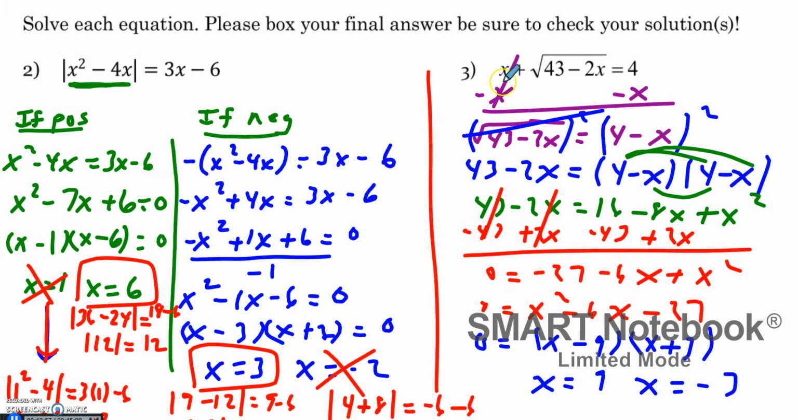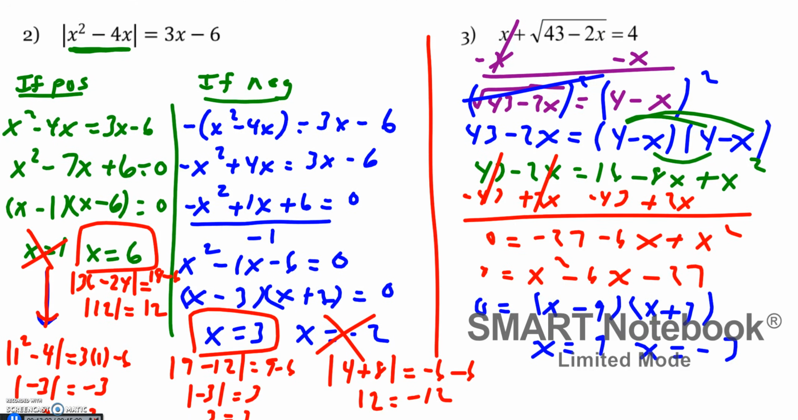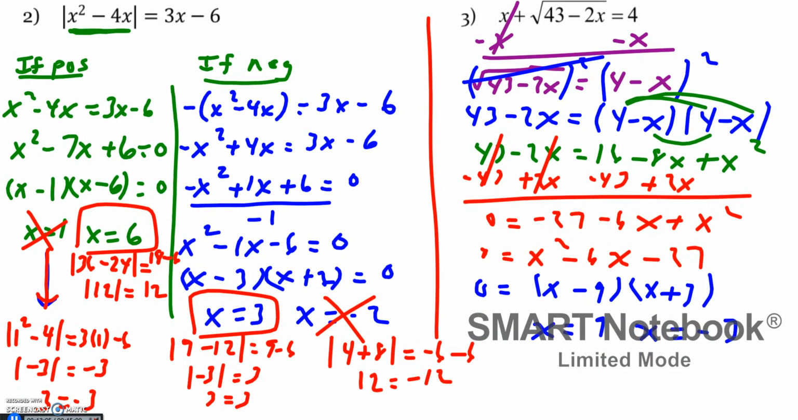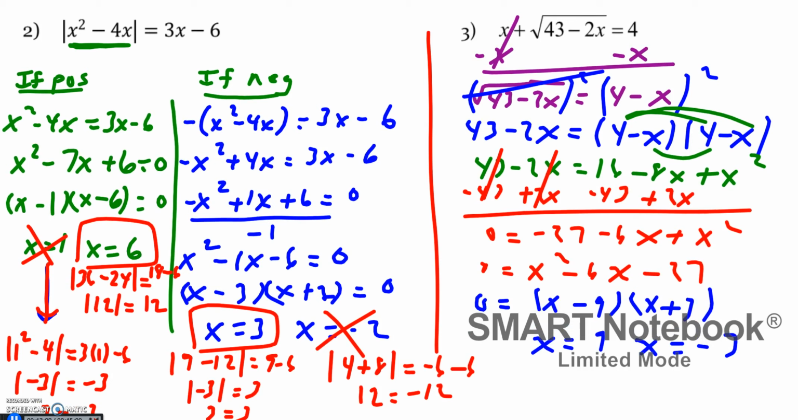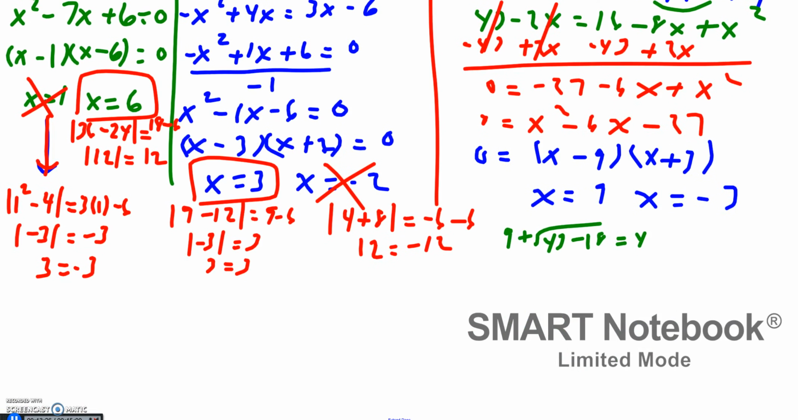If I take 9 and plug it back into the original equation, and I mean the original before I did anything, does 9 plus the square root of 43 minus 18 equal 4? Well, that would be 9 plus the square root of 25. Does that equal 4? Does 9 plus 5 equal 4? No, it doesn't. So x equals 9 is not an answer.